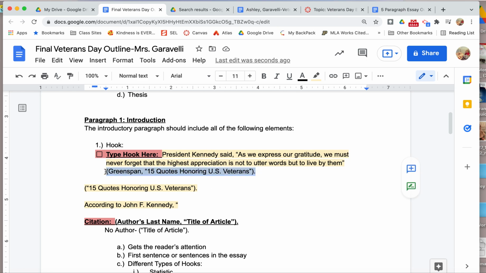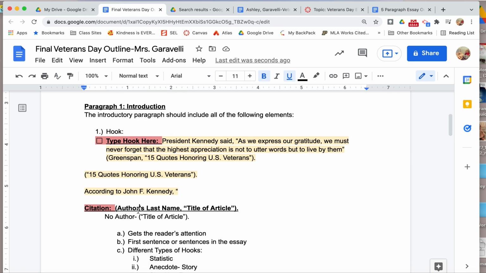So remember, your citation is when you are giving credit to whoever wrote the article. You have to have your open parentheses after your quote. The very first thing, so I put it right here, is the author's last name. If you have an author, you're just going to put their last name as the first thing in your parentheses, and then a comma. Then after that, you're going to put the title of your article inside of quotation marks that are still inside of your parentheses. Then you put your period outside the parentheses. Make sure that you capitalize your important words, just like always.